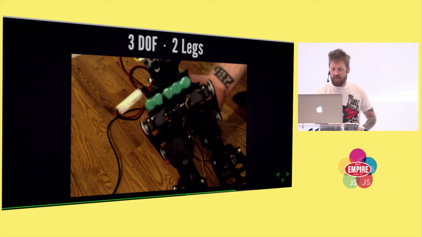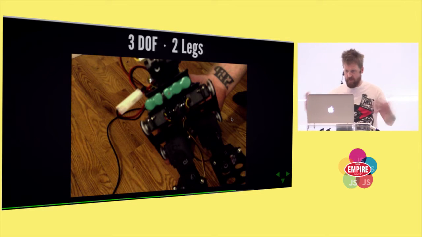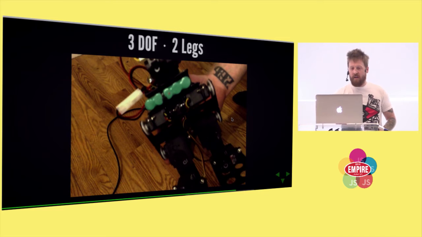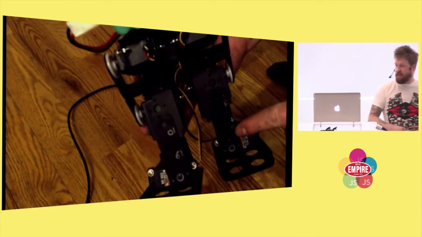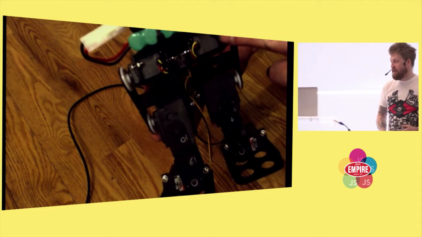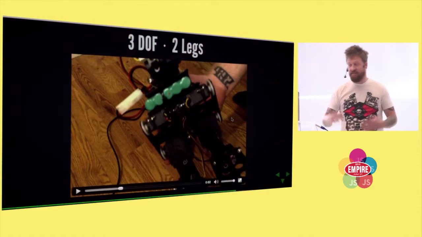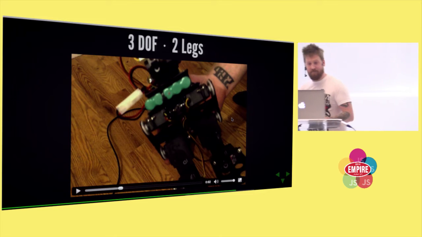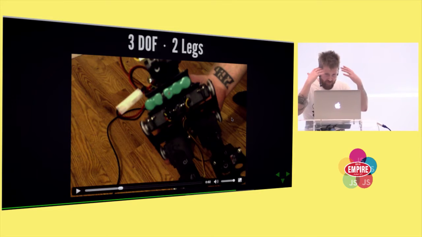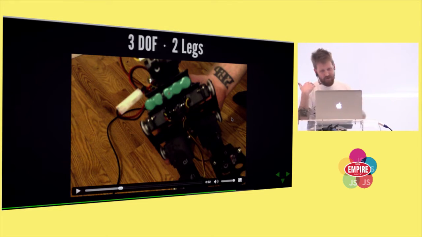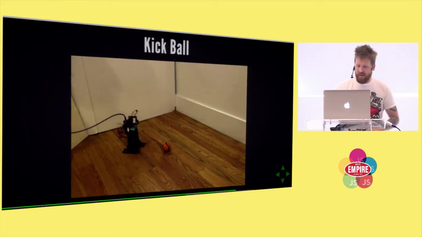So let's get an idea of what we're working with. Our first guest here has 3 degrees of freedom and 2 legs. We have a foot, a knee, and a hip. This is my assistant, who in fact is me. Pretty great. We have a connection. He knows what I'm thinking, I know what he's thinking, right?